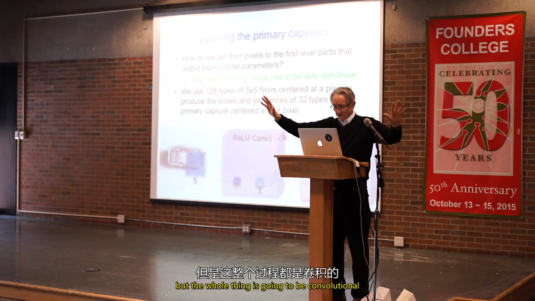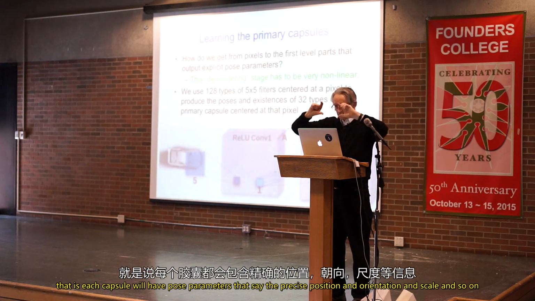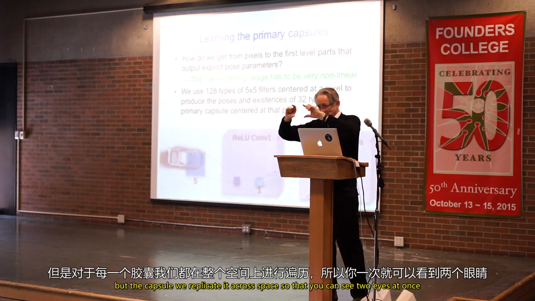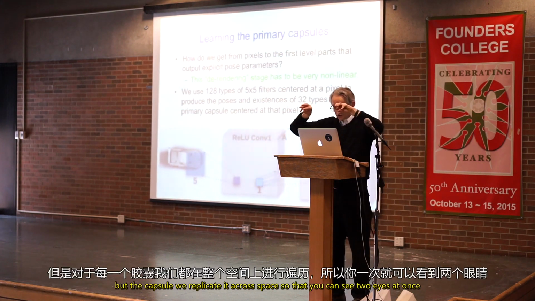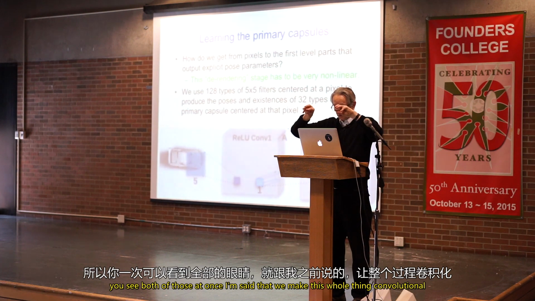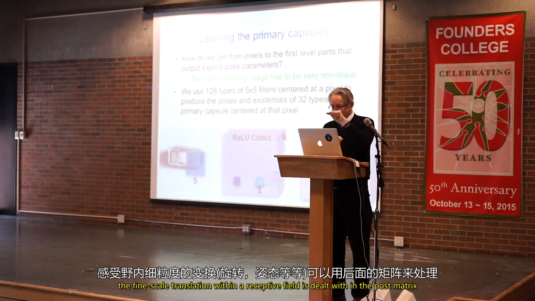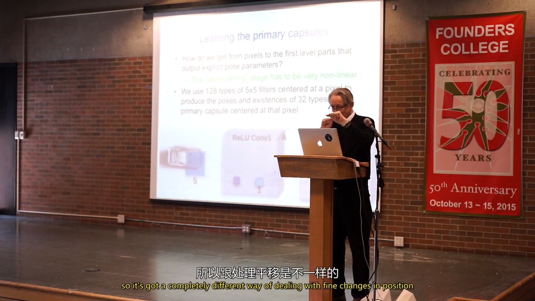But the whole thing is going to be convolutional. That is, each capsule will have pose parameters that say the precise position and orientation and scale and so on. But the capsule will be replicated across space so that you can see 2 eyes at once. 2 eyes on top of each other you'd be confused by, but 2 eyes that are separate, you can see both of those at once. So we make this whole thing convolutional so that it deals with translation just by replication. That's with coarse translation. The fine scale translation within a receptive field is dealt with in the pose matrix. So it's got a completely different way of dealing with fine changes in position and dealing with coarse changes.